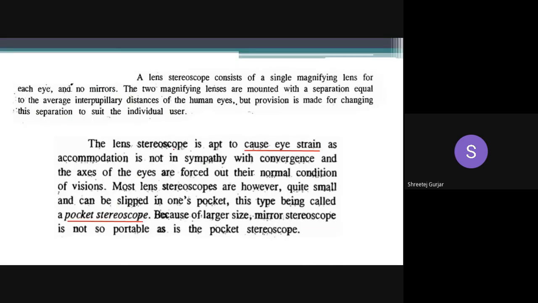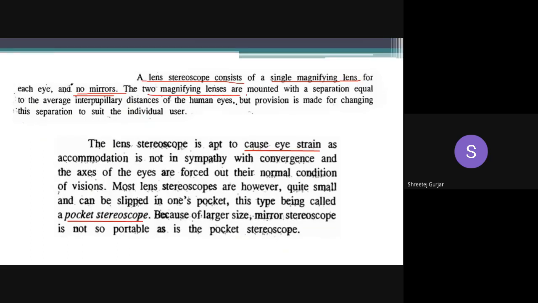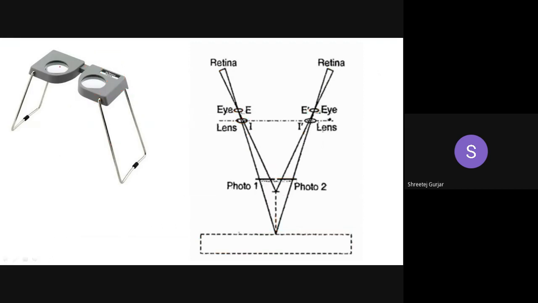Okay. Coming to a few other details regarding the lens stereoscope. A lens stereoscope consists of magnifying lenses and no mirrors. You can see in the image there are no mirrors in the lens stereoscope. You just have magnifying lenses. Two magnifying lenses are mounted with a separation equal to the average interpupillary distance of human eyes. So these two magnifying lenses which you see on your screen are placed at a certain distance, such that it is the distance of your eyes. You can adjust that distance by using this mechanism over here.